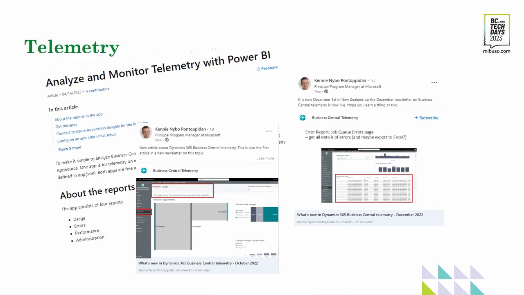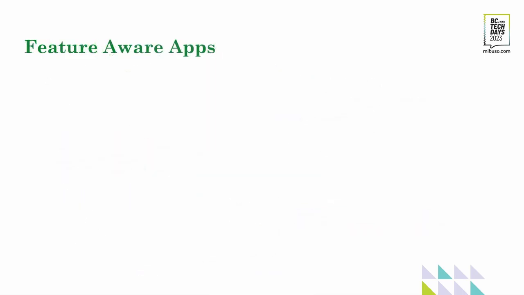So that's where feature-aware apps come into play. A feature-aware app is an app partners develop, but it executes different logic or implements changes to the user experience based on a feature flag. Let's see the benefit from the partner's perspective.